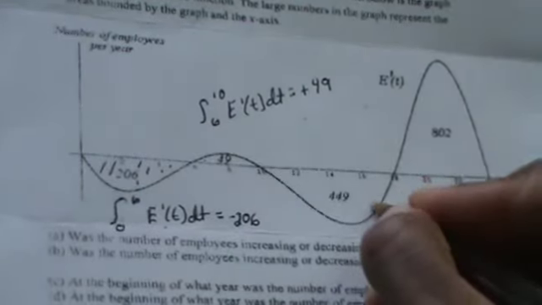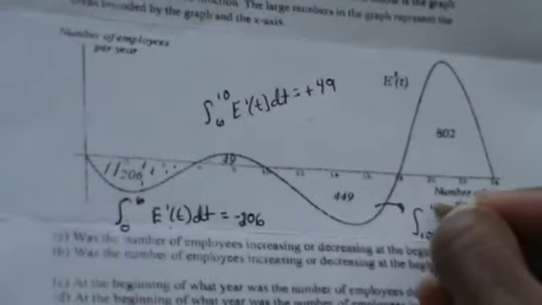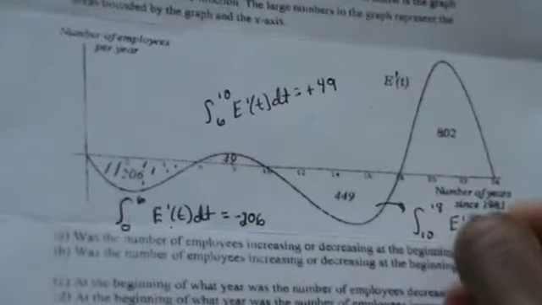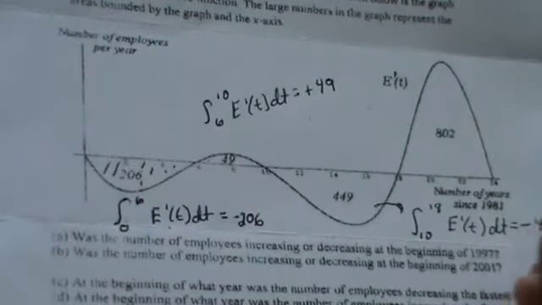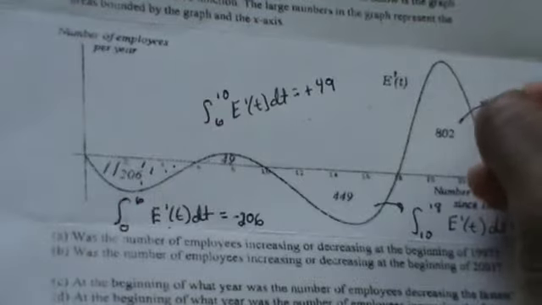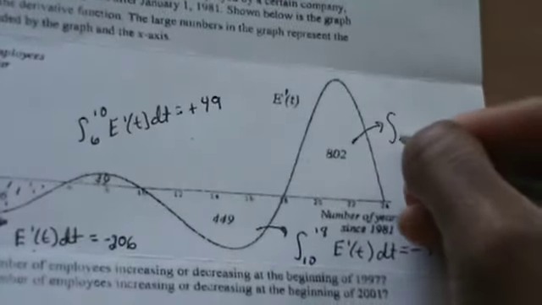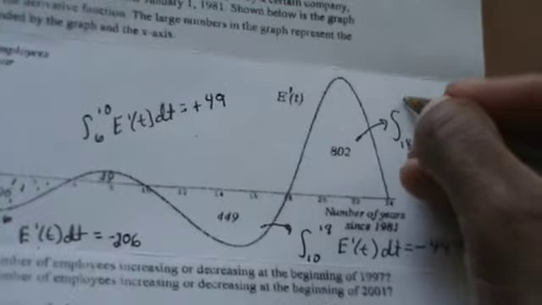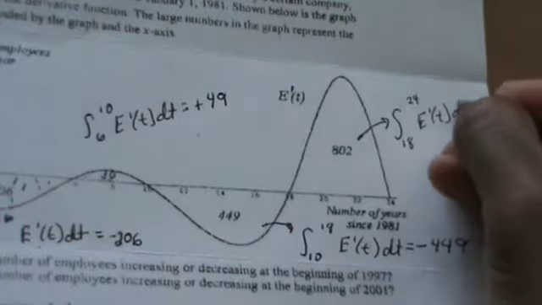So I could do the same thing for this one. This is the integral from 10 to 18 of E prime of t dt, which equals negative 449. And then over here, this last one, this is going to be the antiderivative or the integral from 18 to 24 of E prime of t dt.